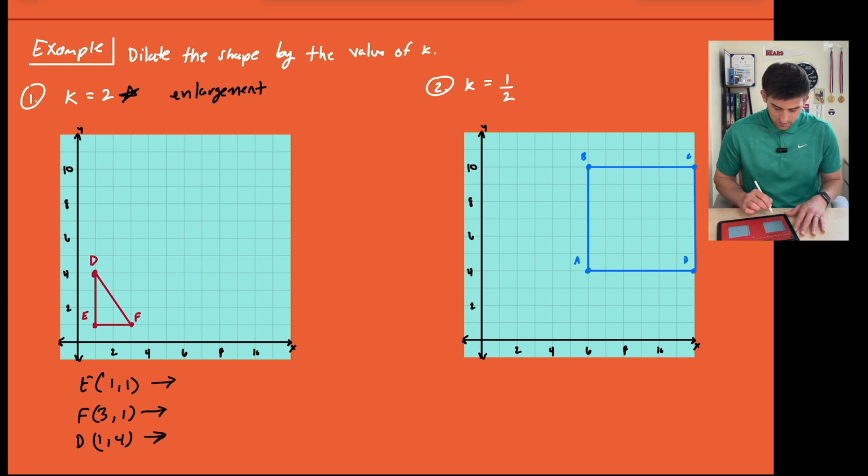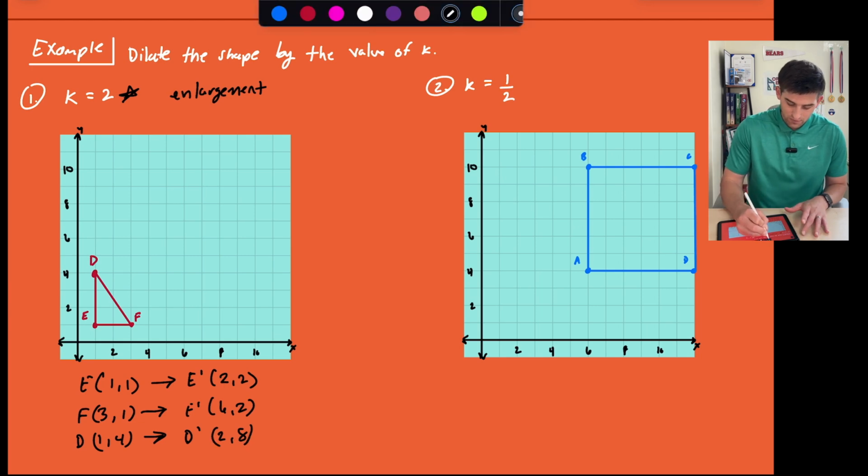Okay, so let's multiply here. So 1, 1, so we'll call this E prime. So that apostrophe symbol there, you pronounce that or you call that prime. That just means it's the new vertice after you've done your transformation. So we're multiplying by 2, so this would just be 2, 2. F prime would be 6, 2. And then D prime would be 2, 8.